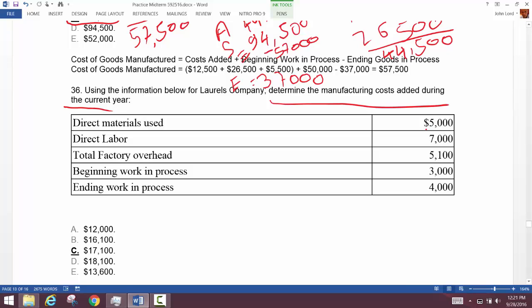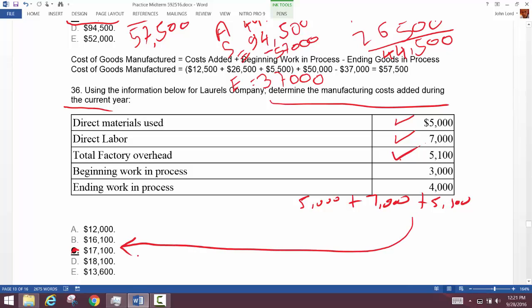They're asking me the manufacturing cost for the period, and this is just a definition, isn't it? What are my manufacturing costs? Is materials my manufacturing costs? Yes, it is. Is labor? Yes, it is. Is overhead? Okay, good. And so that gives me what? The 17,100? Just adding them up, plus 5,100. Okay, good.